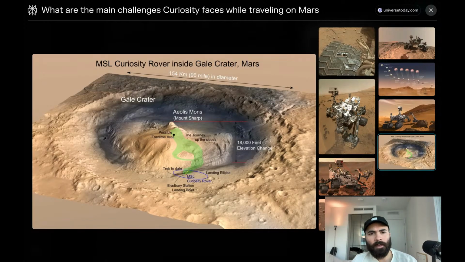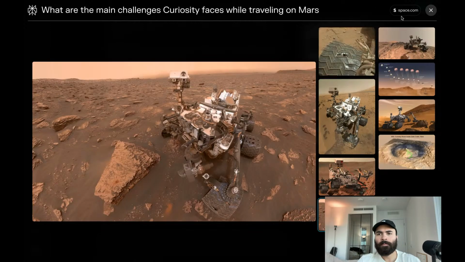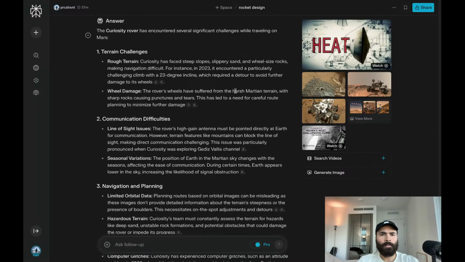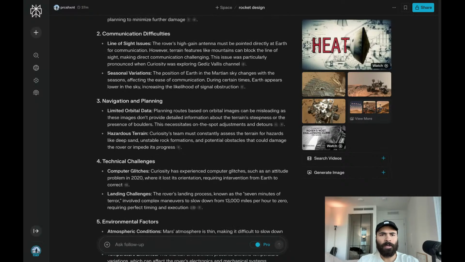Gale crater, Aeolis Mons, Mount Sharp, possible traverse area, the journey up to the slopes. Trek to date, MSL Curiosity rover landing ellipse. So we are only exploring with the MSL Curiosity rover inside Gale crater on Mars. 18,000 feet elevation change. Wheel damage, line of sight issues.